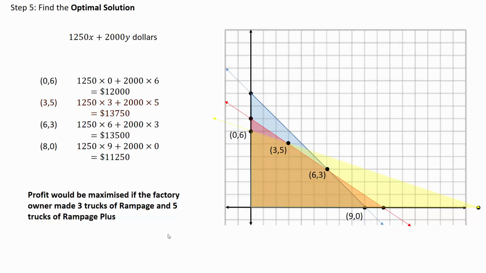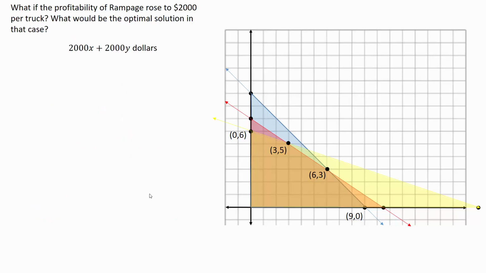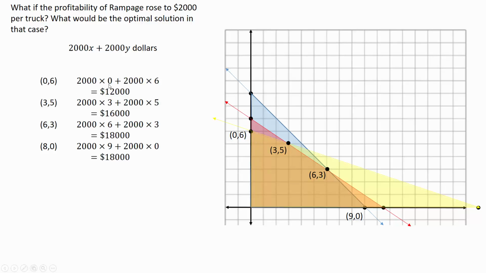What about though if the scenario was just slightly different? What about if the profitability of Rampage rose to $2,000 per truck? What would be the optimal solution in that case? So I'd have to change the objective function here. 2,000x plus 2,000y dollars is what we're trying to maximise. So I'd just use these points here again, and you can see when I do it, what do you notice?